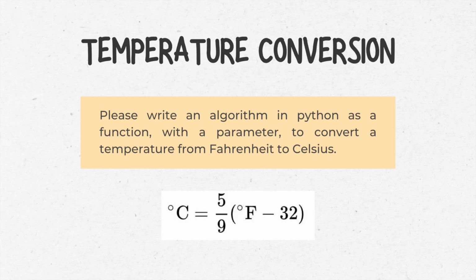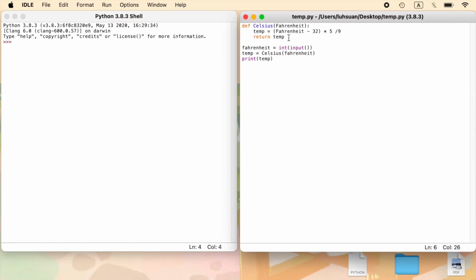Here is a practice for you to do. Please write an algorithm in Python as a function with a parameter to convert a temperature from Fahrenheit to Celsius. Here is the formula for temperature conversion. First, we define a function Celsius with parameter Fahrenheit, write the temperature conversion formula, and finally return the converted temperature temp. Next, write the main program.